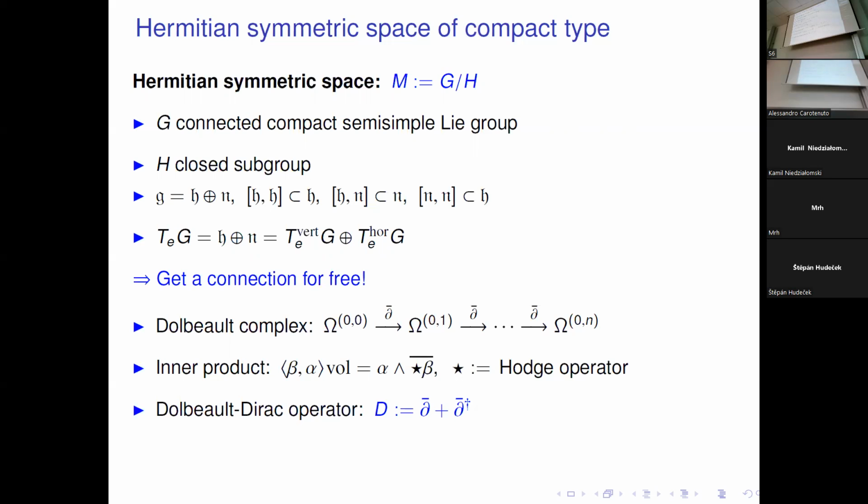Then the Lie algebra decomposes into the Lie algebra of H, the quotient, and an additional part. For the Hermitian symmetric spaces, H is of course a sub-Lie algebra, and here we see the adjoint action acts on the additional part, and by adjoint action it keeps it invariant. So if you look at connections on homogeneous spaces, we get a connection for free.